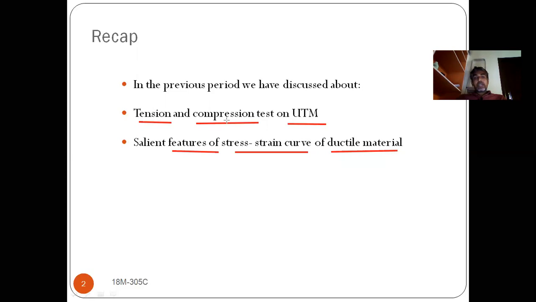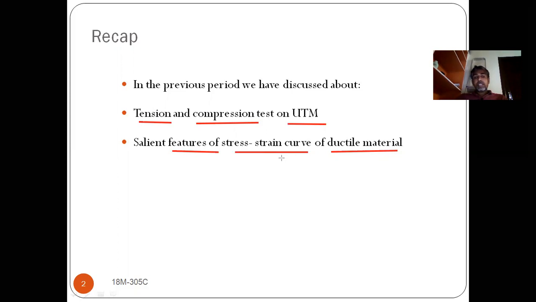So we know what a UTM is and how to load the test specimen in a tension test and compression test, and how to prepare a specimen, and how to conduct a compression test for a wooden block by applying the load across the grains and along the grains. We also discussed the important points in a testing curve: what is the proportional limit, what is the elastic limit, what is the yield point, what is ultimate strength, what is breaking strength, and what is meant by fracture.